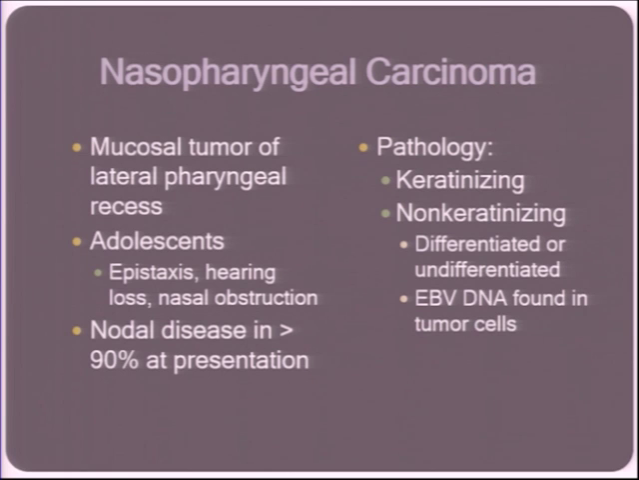Nasopharyngeal carcinoma is a mucosal tumor of the lateral pharyngeal recess, or the fossa of Rosenmuller. It's rare in pediatrics, but when it does occur, it tends to occur in adolescents, and they present with nosebleed, hearing loss, or nasal obstruction. And greater than 90% of these patients will have nodal disease at presentation. At pathology, there's two subtypes, keratinizing and non-keratinizing, and the non-keratinizing is further subdivided into differentiated or undifferentiated. The most common that we'll see in pediatrics is the undifferentiated non-keratinizing, and these types have an association with previous EBV infection.